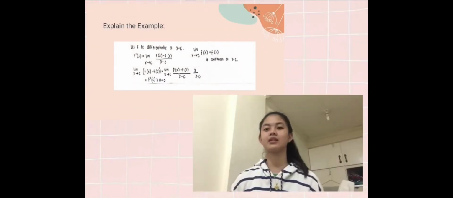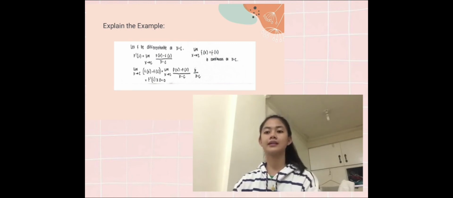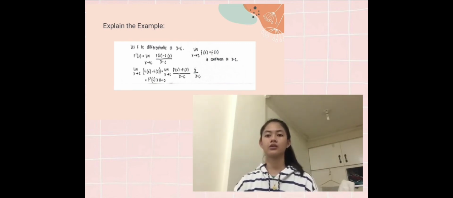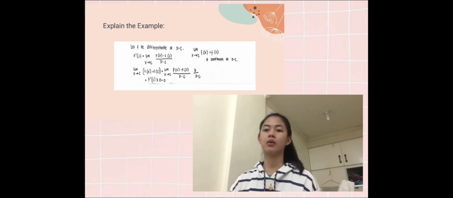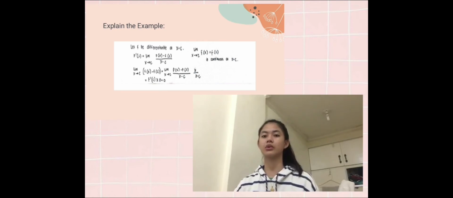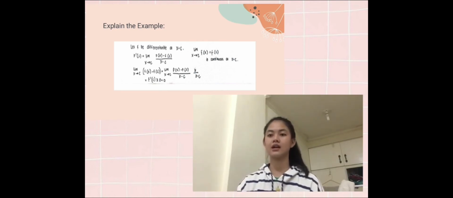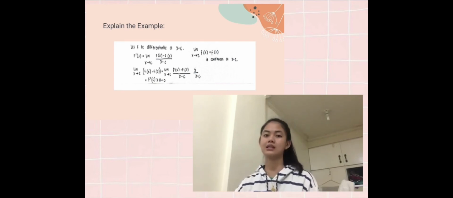Suppose that f is differentiable at a. This proves that the limit of the difference quotient exists and is a finite real number. As indicated above, since this limit is 0, we can conclude that f of x approaches f of c as x approaches c.